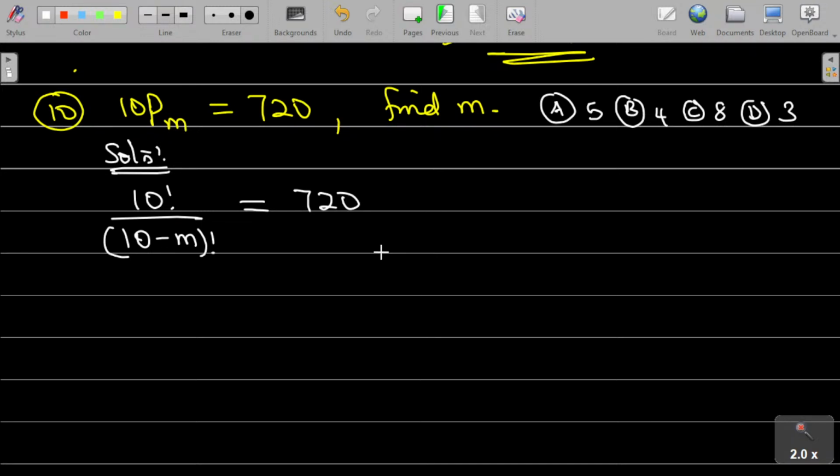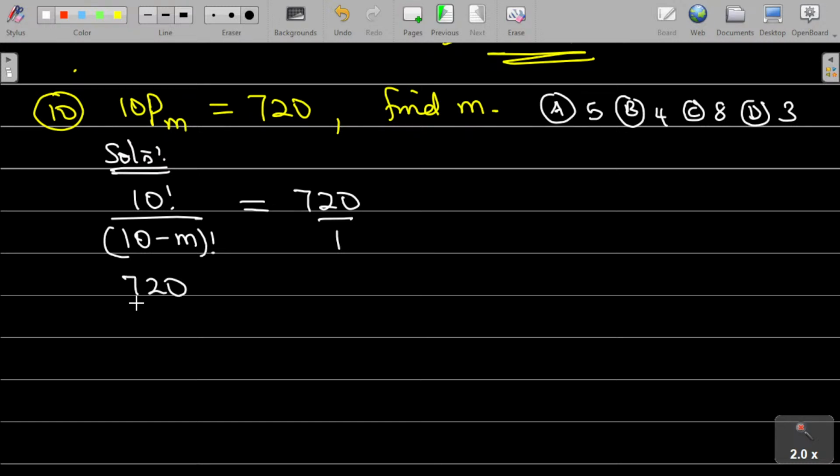But the first thing you need to do is try to put 720 in factorial form. Try to see if you can put it in factorial form. Or first of all, you can just try to solve by dividing. Okay? Remember that this is over 1. So we can cross multiply.